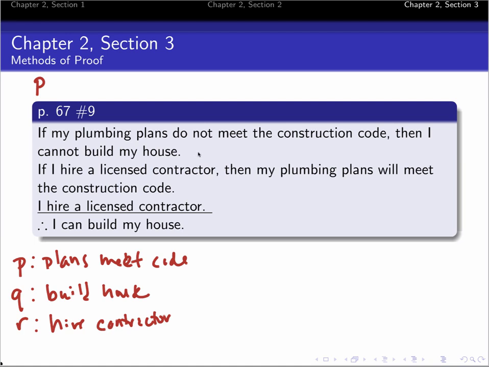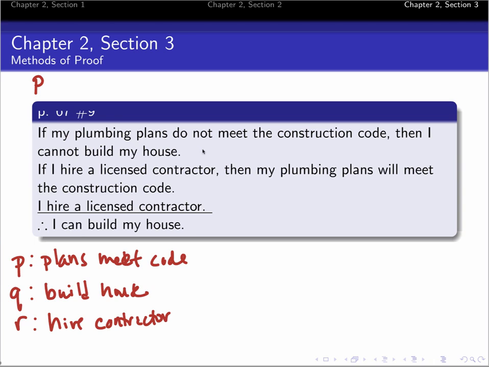So plumbing plans do not meet code, so not P, implies I cannot build my house, which would be not Q. And if I hire a licensed contractor, that's an R, then plans will meet code, so R implies P. And then I hire a licensed contractor is R, and I can build my house is Q. So that's each individual piece.